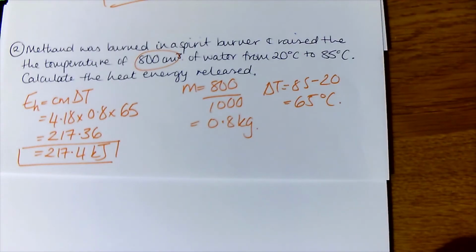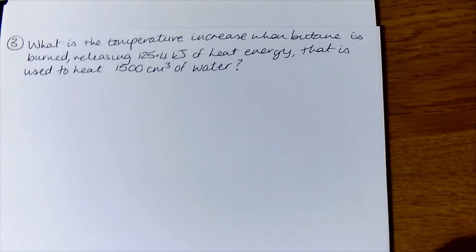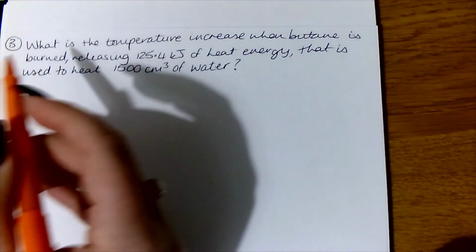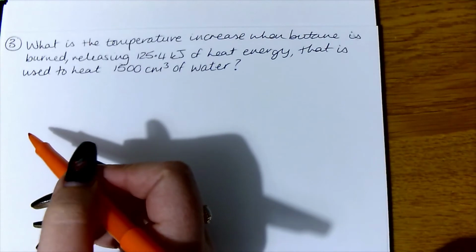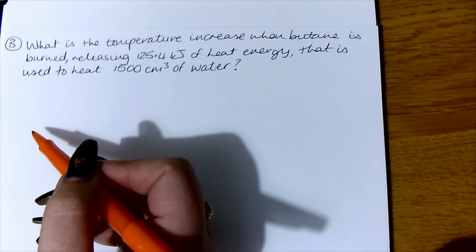So far we have looked at straightforward examples of calculating the energy produced when burning fuels. However, sometimes they want you to manipulate the formula and instead work out the temperature change or the mass of water during the reaction. Here we have a more complicated example. What is the temperature increase when butane is burned, releasing 125.4 kilojoules of heat energy that is used to heat 1,500 centimetres cubed of water?